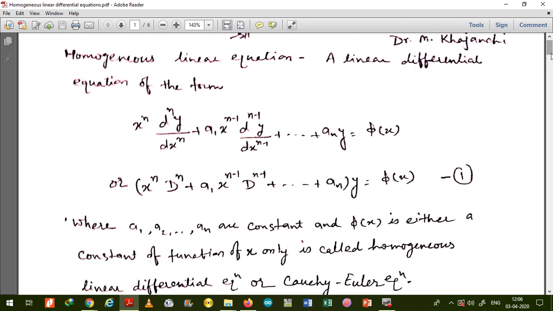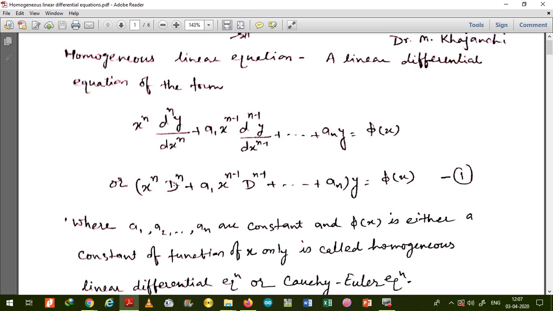The important thing, or how we can recognize that a given equation is of homogeneous type: the index of x, or the power of x, must be equal to the order of its derivative. Here in the first term, the power of x is n, and similarly the order of the derivative is n, and in the second term the power of x is n minus 1 and the order of the derivative is n minus 1, and so on.